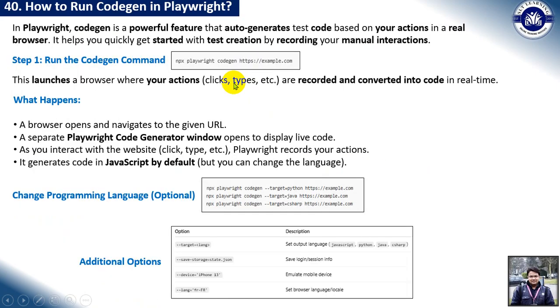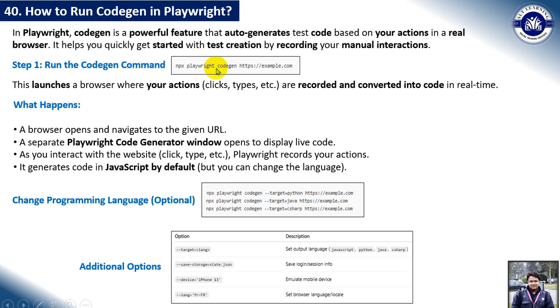Okay, and the last question for today, that is very crucial, how do you run codegen in Playwright, right? So what is codegen? Codegen is a powerful feature of Playwright which helps you to automatically generate the code from your actions by recording it. It's a kind of recording tool. Like in Selenium we have Selenium IDE where we record things and then generate the code. The same way it will help you to record things and generate the code.